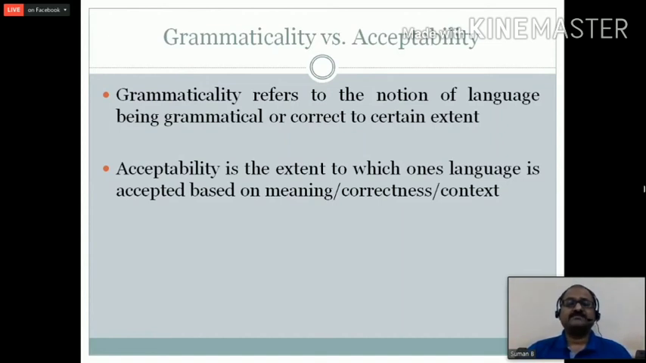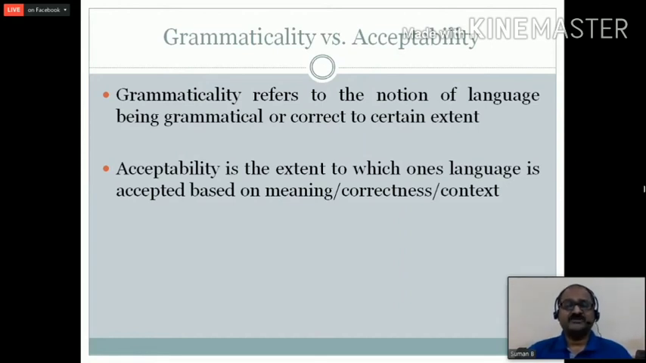Next, acceptability. What is acceptability? It is the extent to which one's language is accepted, in terms of meaning, correctness, and context. Now, all of us follow grammar to a certain extent when we speak or when we write. In spite of that, we make some grammatical mistakes. So, apart from these mistakes, how far is our language meaningful? Right? How far is our language meaningful? This decides the acceptability factor.